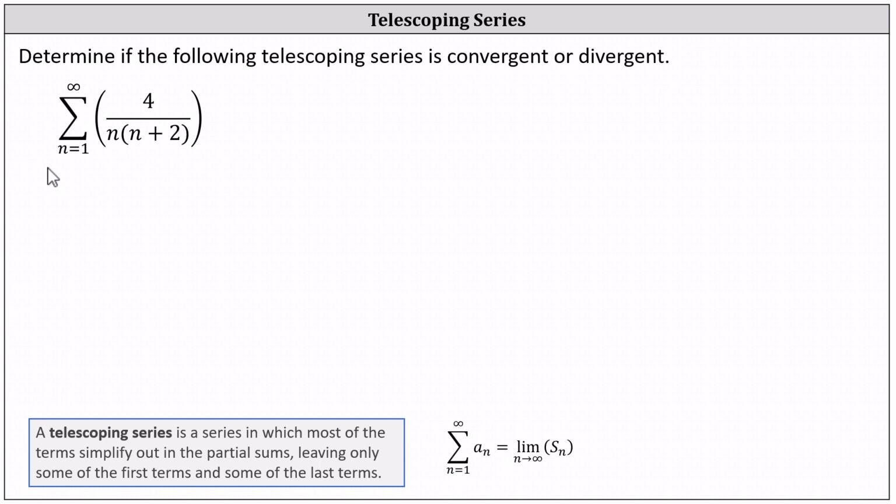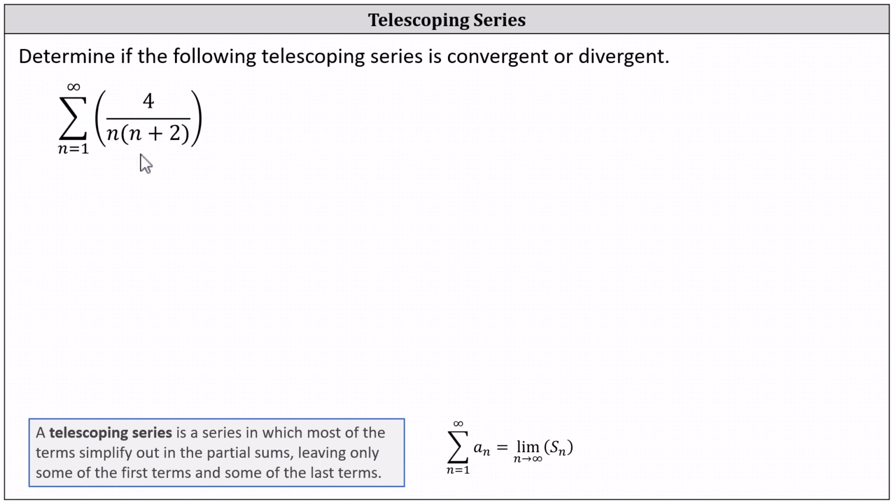Determine if the following telescoping series is convergent or divergent. We have the sum from n equals 1 to infinity of 4 divided by the product of n and the quantity n plus 2. To begin, this formula does not look like it would be a telescoping series, and that's because we first have to perform partial fraction decomposition.